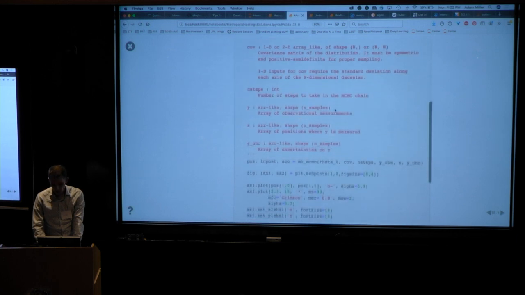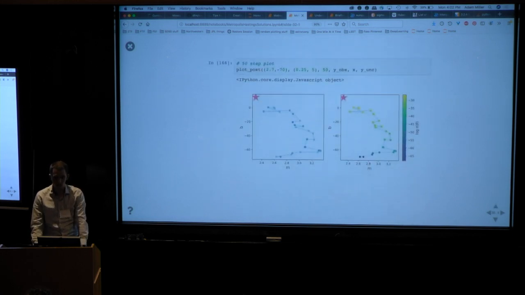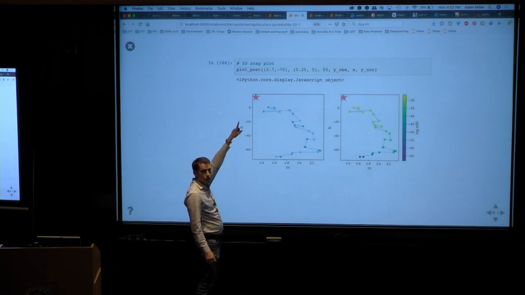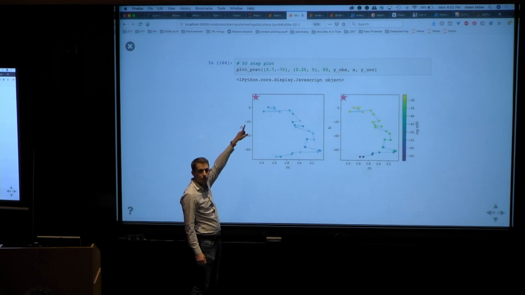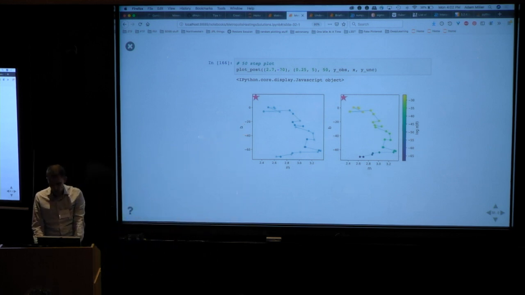So this is a function that puts together the two plots that I showed you a moment ago. So let's instead run the chain for 50 steps instead of 500. What does that look like? Okay. So with the short chain, we don't actually manage to explore the region of maximum probability. So short chains essentially are never a good idea.